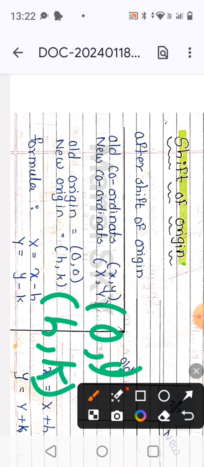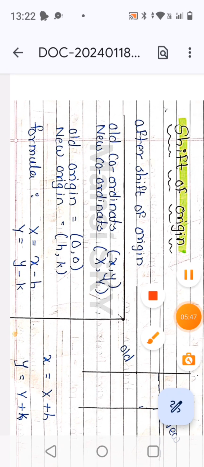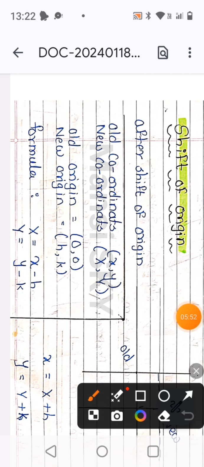H comma j is going to be our new origin. Then the formula. What is the formula for the new coordinate? The formula for finding the new coordinate: the new coordinate is X. How to find X? We just have to subtract the new origin from the old coordinate. So this is the formula: capital X is equal to small x minus h, which is new coordinate is equal to old coordinate minus new origin.